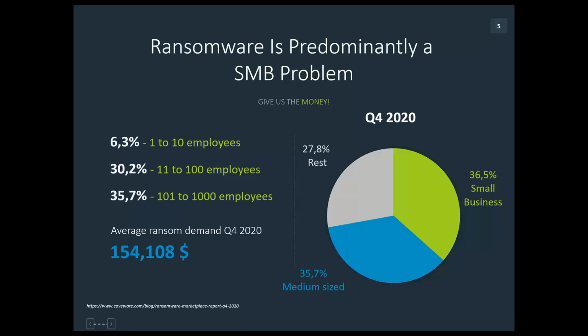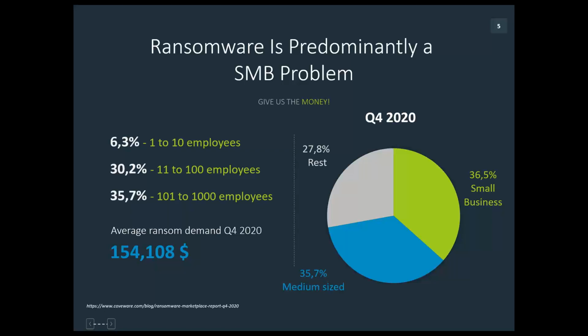35.7% of ransomware attacks were focused on medium-sized companies, that would be companies that have from 100 to 1,000 employees. So these are all mid-market companies. The reason why they are so popular is that they are most likely to pay the ransom. Considering that the average ransom demand for Q4 2020 was $154,000, it doesn't surprise that small businesses are not so eager to pay this type of ransom.